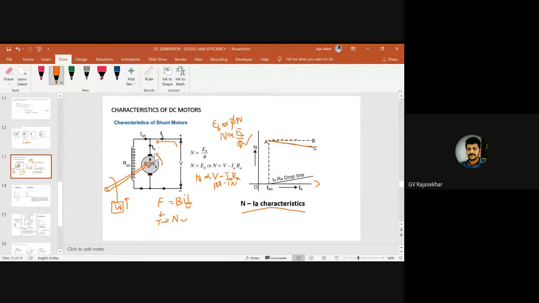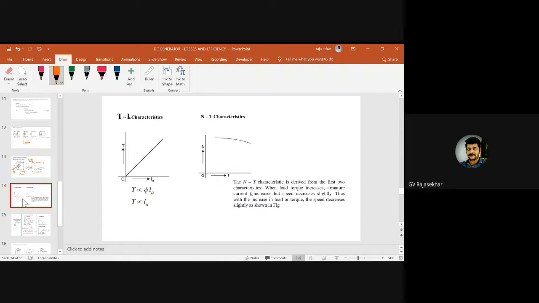Shaft and belt. So when you keep the weight on the shaft, a greater amount of current is drawn from the supply. And when current is drawn, a slight drop in the speed is observed in the characteristics. It is real also. If you put weight on a motor rotating at constant speed, you can immediately observe a slight drop in the speed. So next, the characteristics T versus IA.